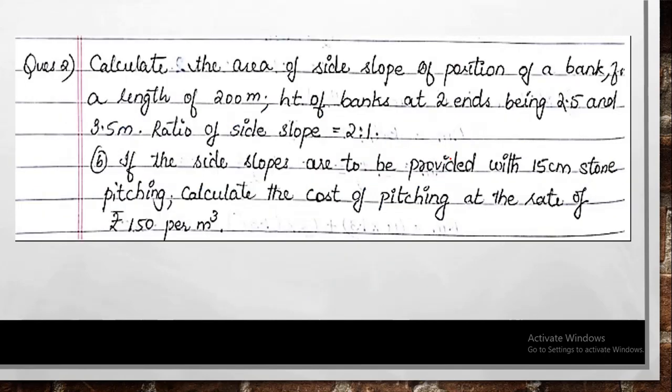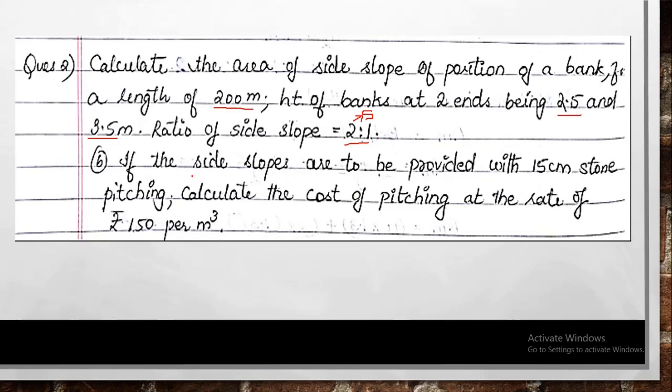Okay, so we'll go to a problem. In this problem, we have been asked to calculate the area of side slope of a portion of a bank for a length of 200 meter. You have to underline the value 200 meter length. Height of the banks at the two ends are 2.5 and 3.5 meter. That means D1 and D2 are 2.5 and 3.5 meter. And side slope is 2:1. That means this value will be S.